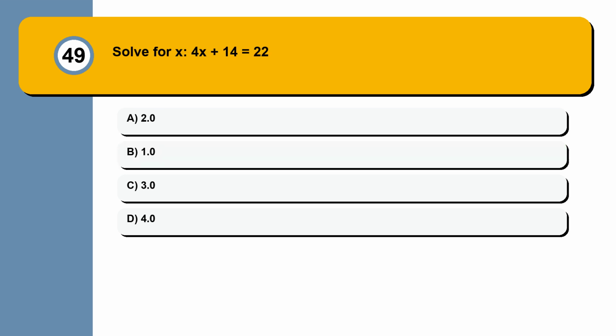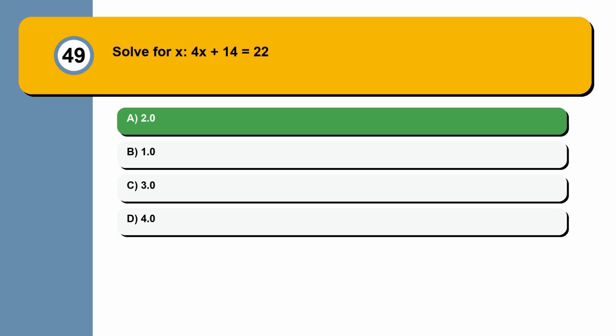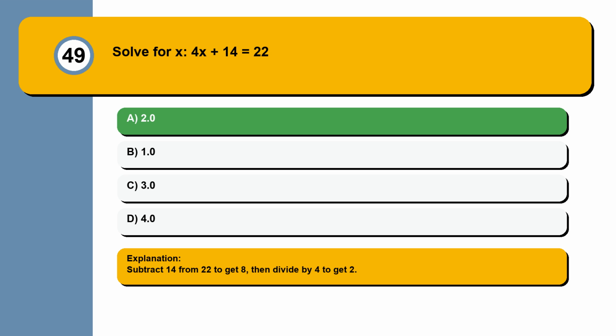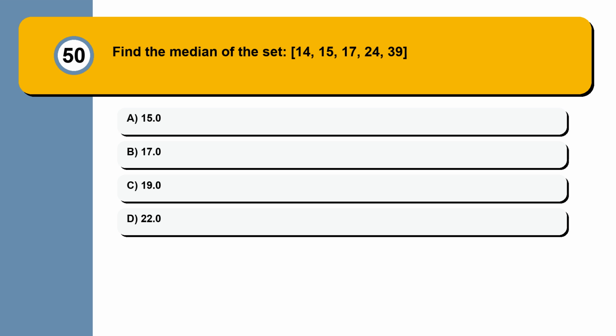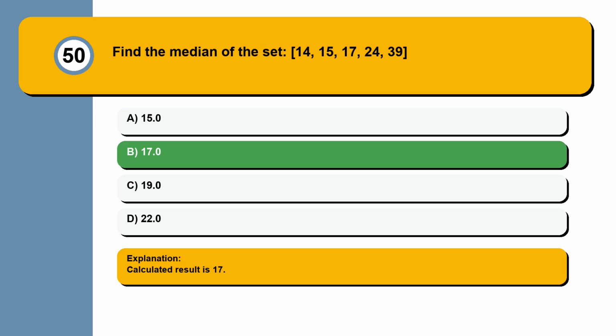Question 49. Solve for x. 4x plus 14 equals 22. 2.0, 1.0, 3.0, 4.0. Subtract 14 from 22 to get 8, then divide by 4 to get 2. Question 50. Find the median of the set 14, 15, 17, 24, 39, 15.0, 17.0, 19.0, 22.0. Calculated result is 17.